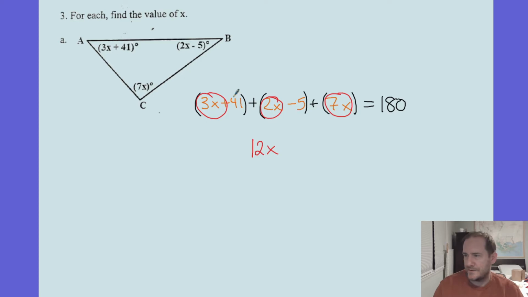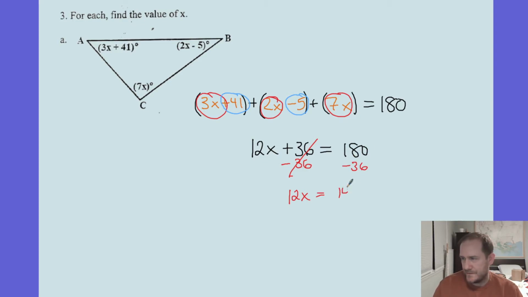Now, go after the whole numbers. You've got this 41 minus 5, and this part has no whole numbers, so you just have to combine these two, but you'll have a positive 36. And then that's going to equal 180. So this is the new simplified version of our equation. So now, to solve, you would want to subtract 36 from both sides. Those 36's will cancel. You'll just have 12x. And 180 minus 36 will leave you with 144. And now you can divide by 12.